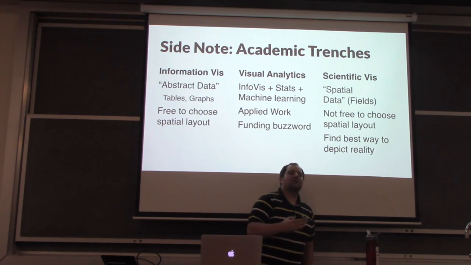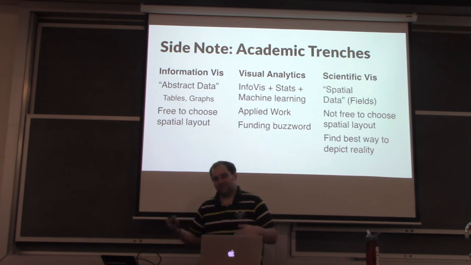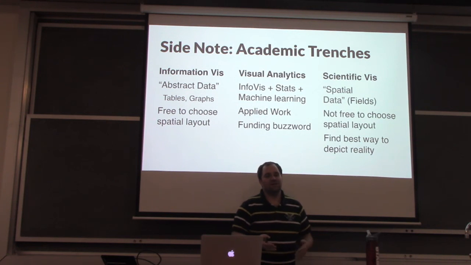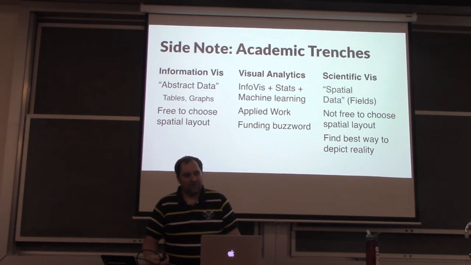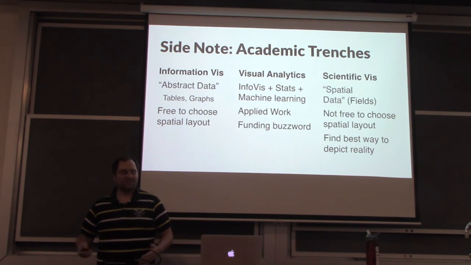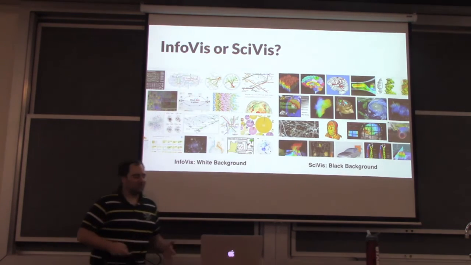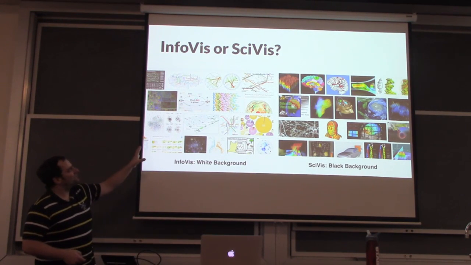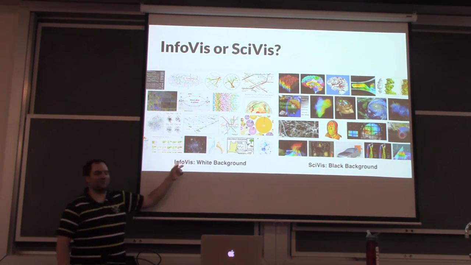If I were to look at a set of images and decide whether they're scientific visualization or information visualization, I could build probably the most trivial classifier ever. I could simply look at what is the dominant color. If the dominant color is black, it's going to be scientific visualization because these people like black backgrounds. And if it's white, it's information visualization. And so here's a random Google search of information visualization and scientific visualization to show you that this classifier would actually work pretty well.